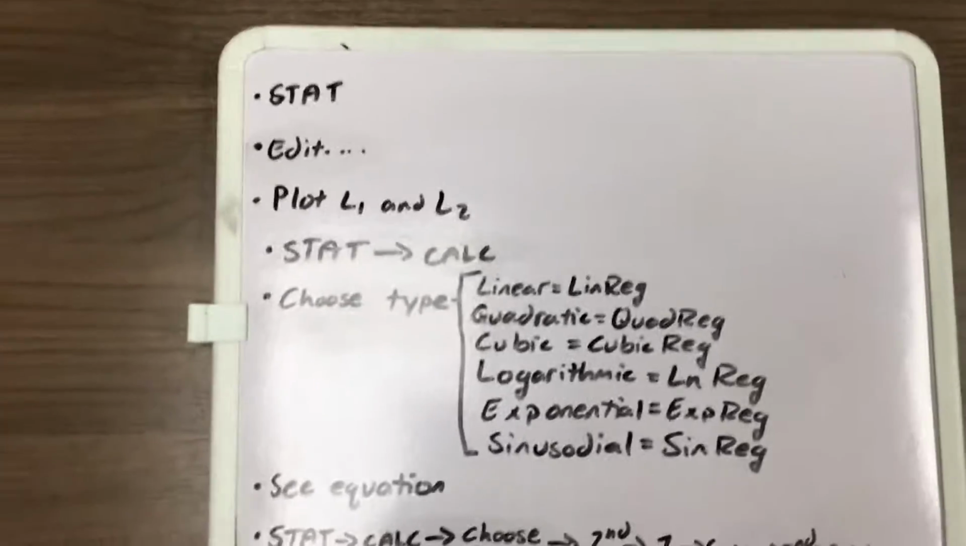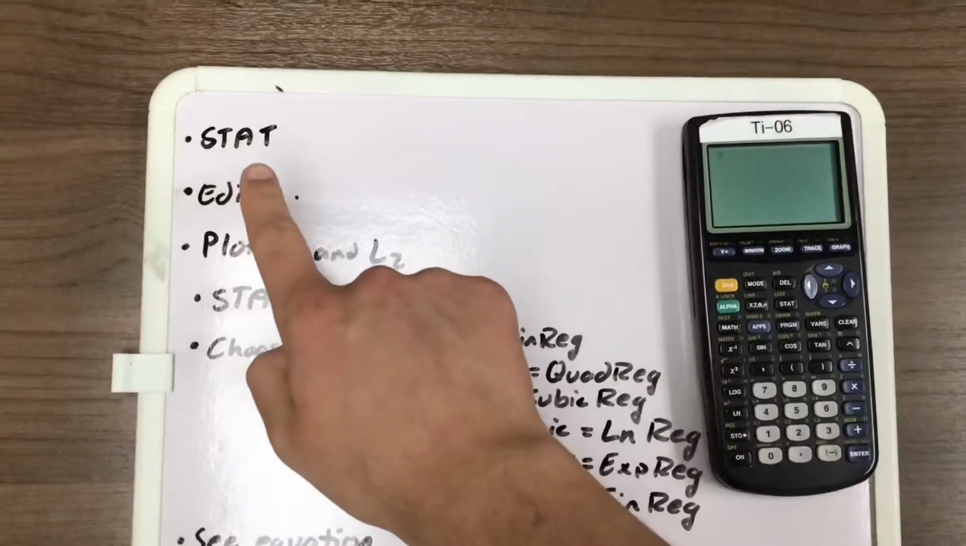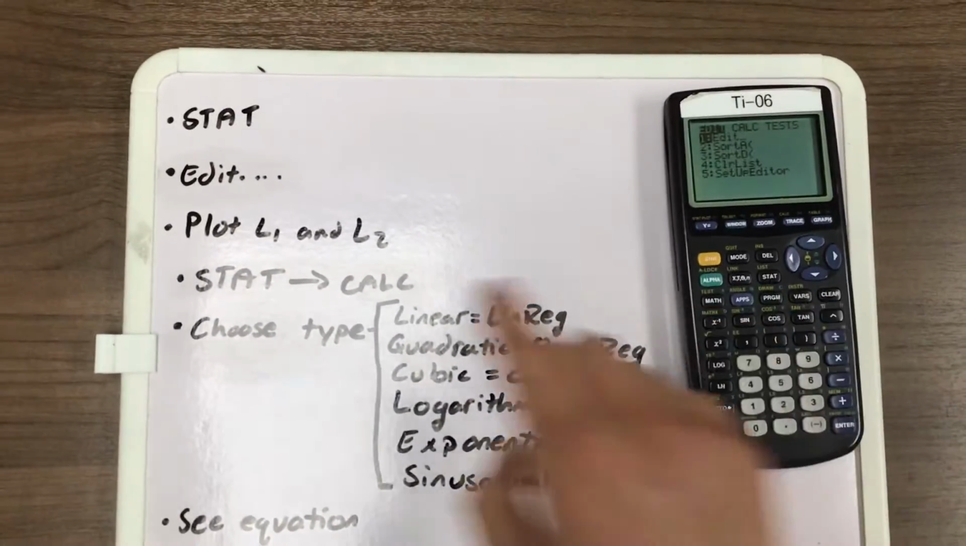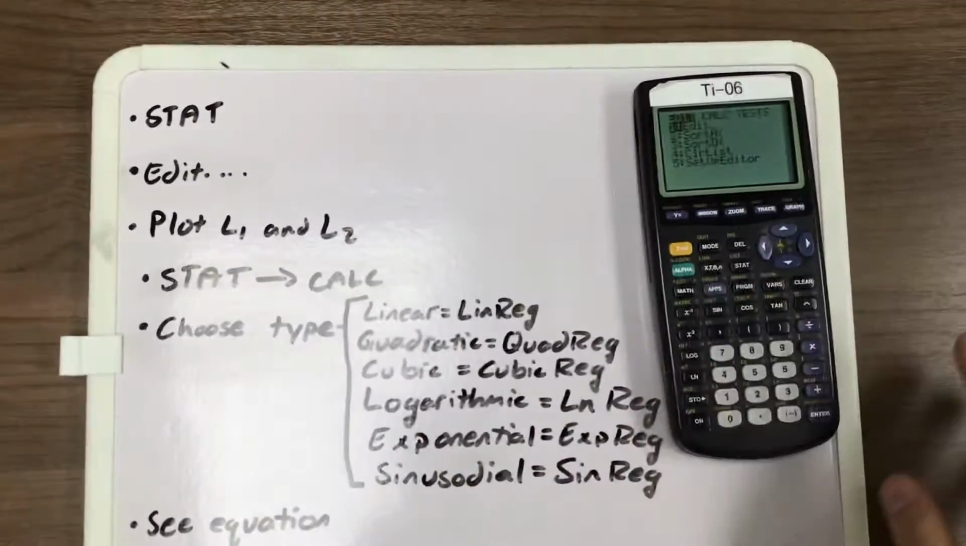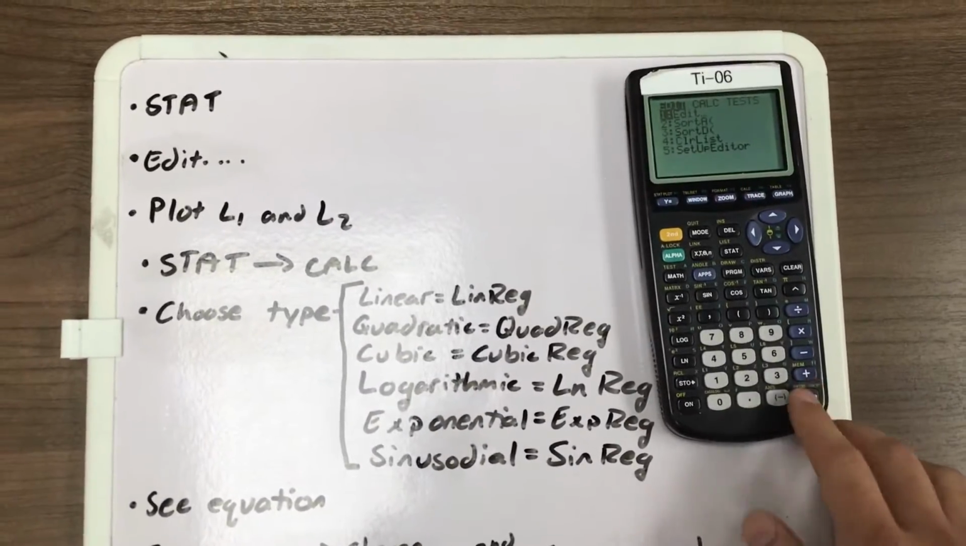The first thing you're going to do, if I bring my calculator up here, is press Stat, and that's this button right here. Now you're going to press Edit, that's the very first option. So you're just going to press Enter.